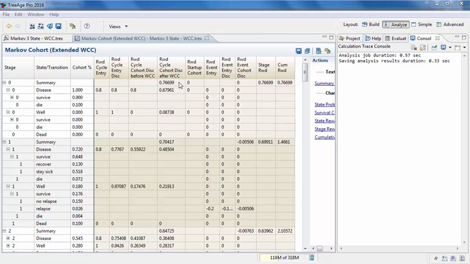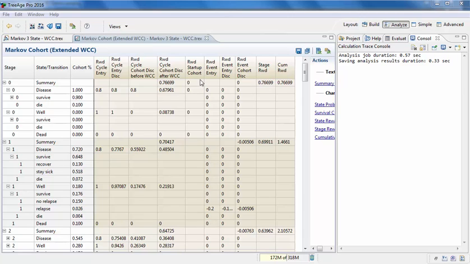So let's look at the next column, which is the reward cycle cohort discount after within-cycle correction. And this column here calculates the value accumulated per state based on the within-cycle correction algorithm. So if we look at this value here for the disease state, the 0.67961, it's based on accumulating 50% of the value of this entry, 0.8, and 50% of the value from stage 1 in the disease state, 0.55922.